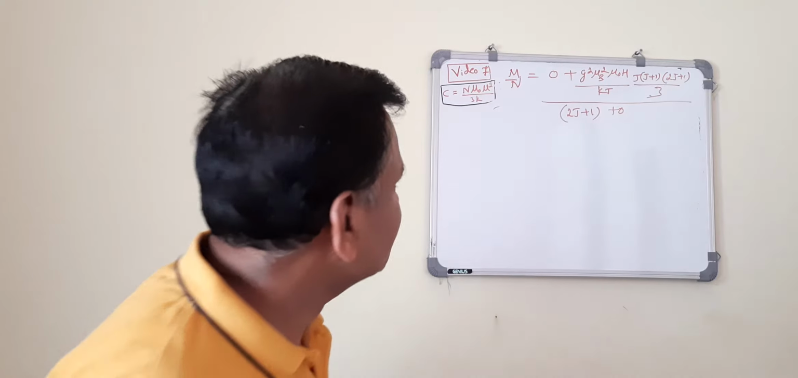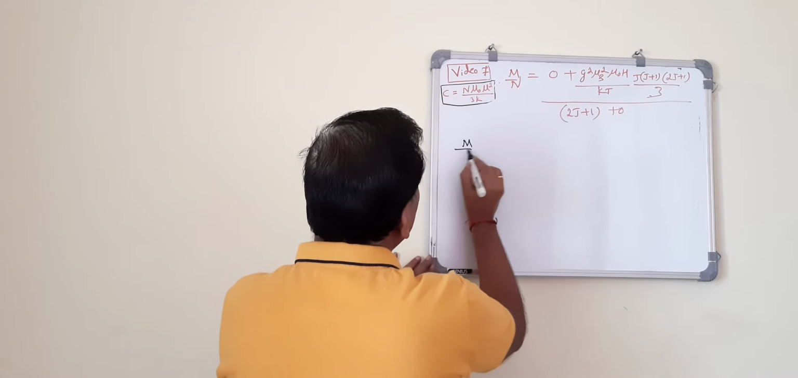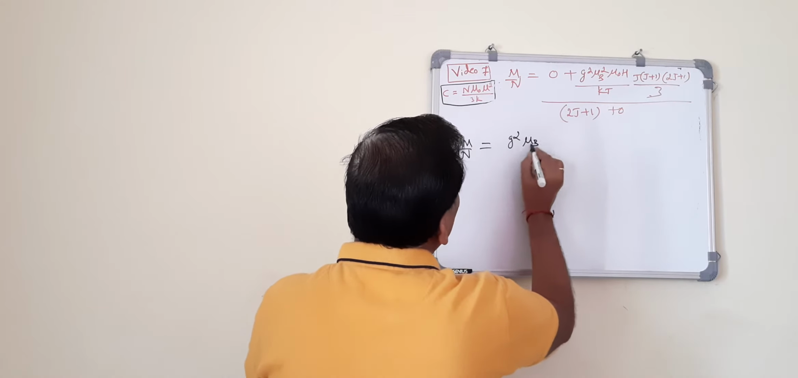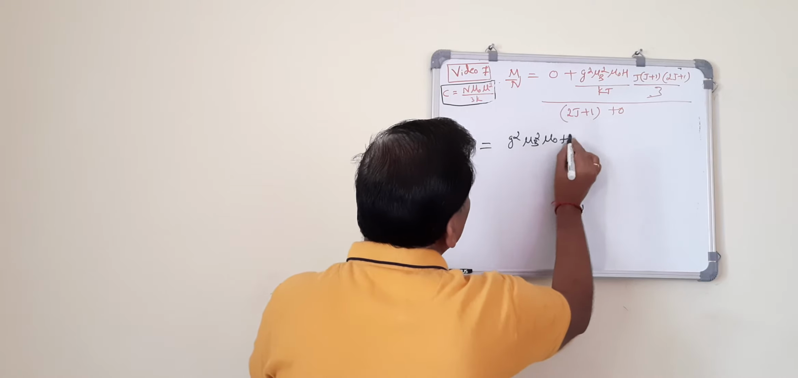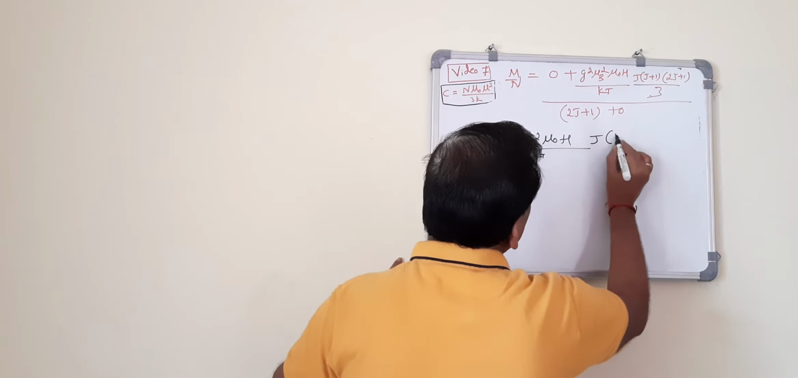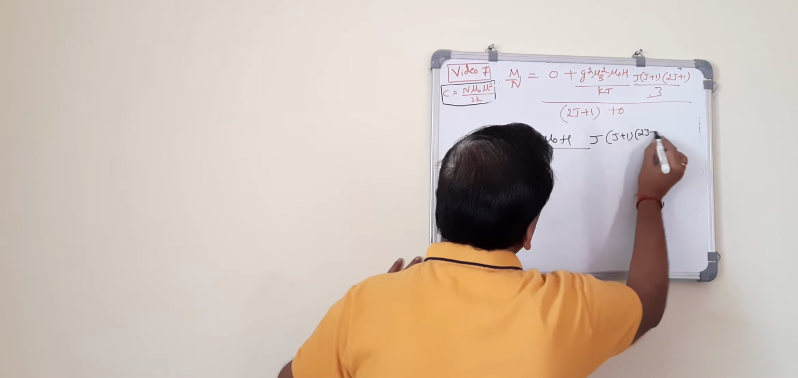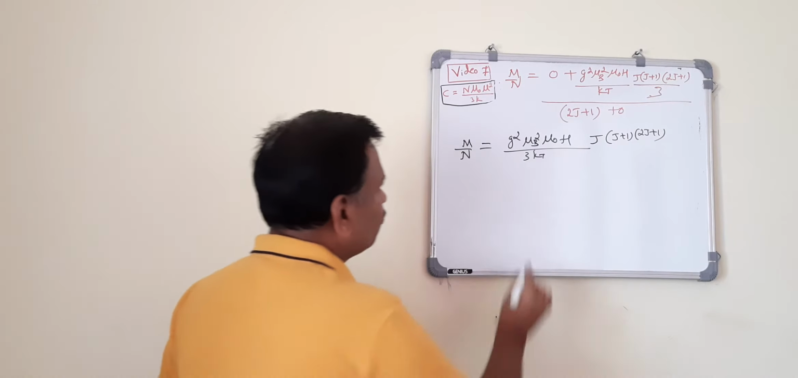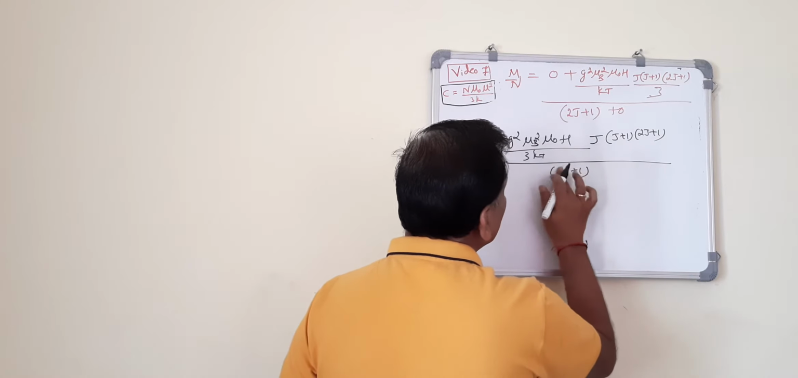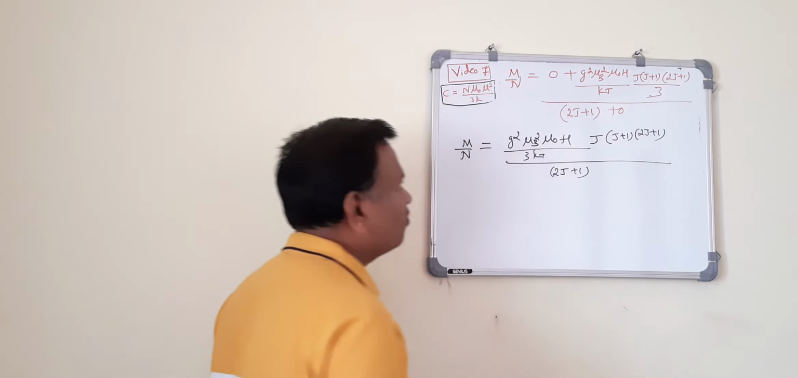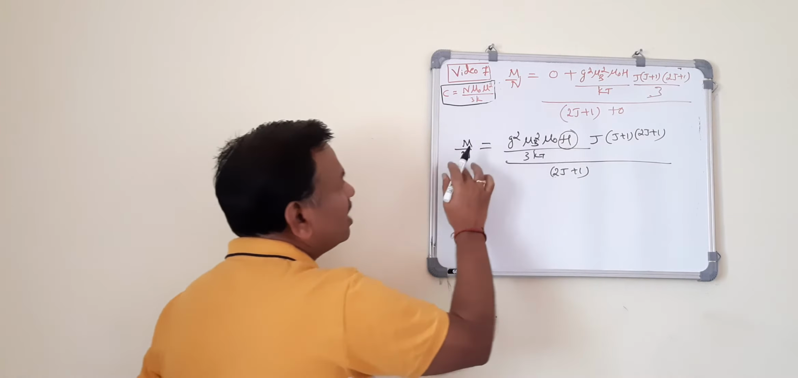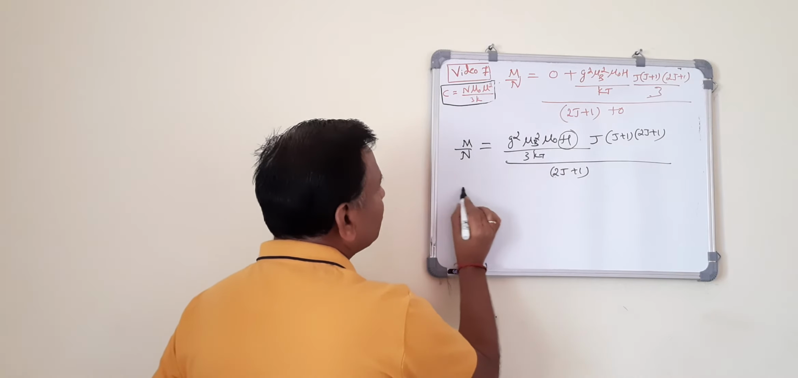Now this one, M divided by N equals all this term: g square mu B square mu naught into H divided by 3kT, then J into J plus 1 into 2J plus 1, whole divided by 2J plus 1. Slightly I am modifying. This H term I will bring here, and this N term I will bring here.